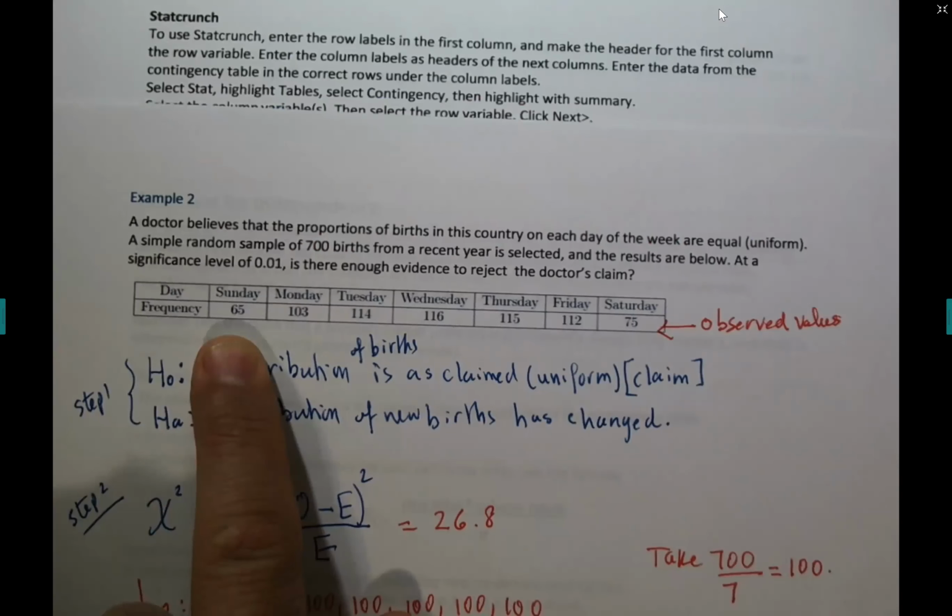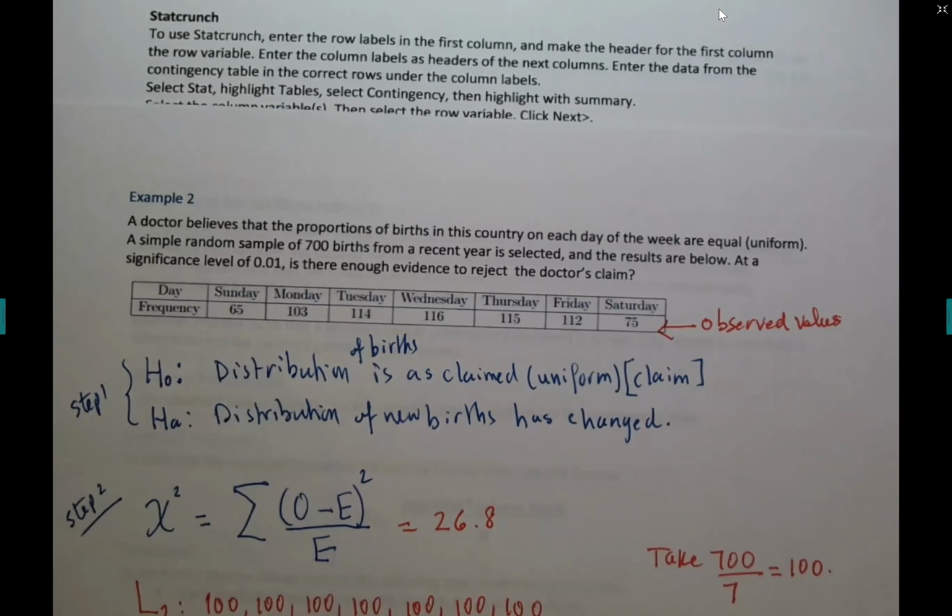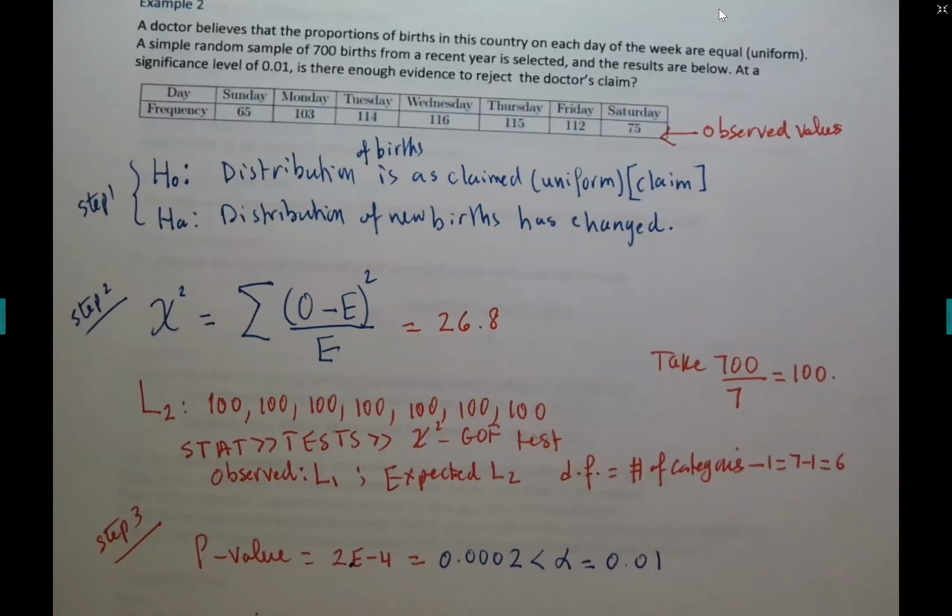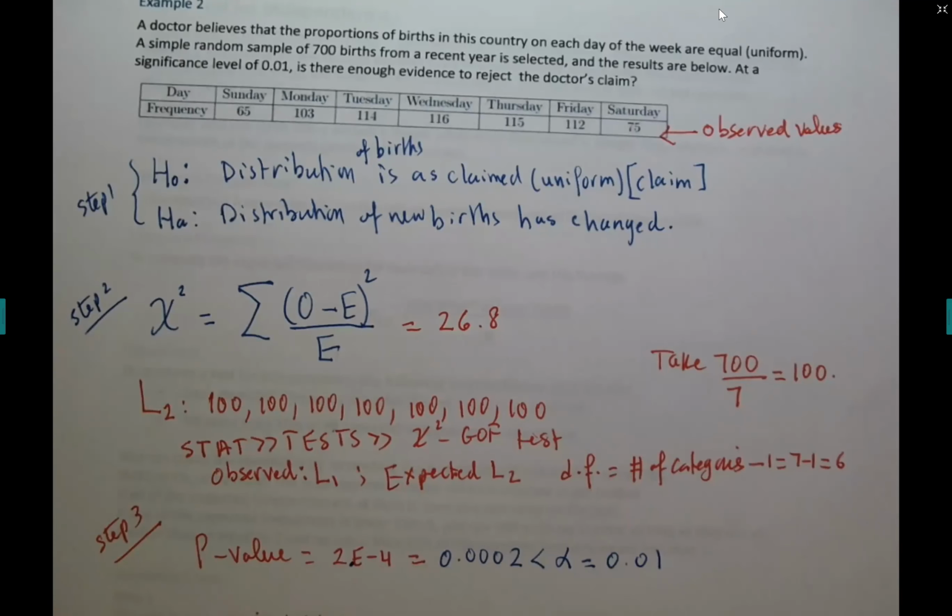So can someone control when they're going to give birth? Probably not, but it's happening that on Saturday and Sunday, they're not seeing as many births as the other days of the week. And that's why the claim turned out to be not valid. It was wrong. We rejected the claim. Okay, any questions about this, guys?